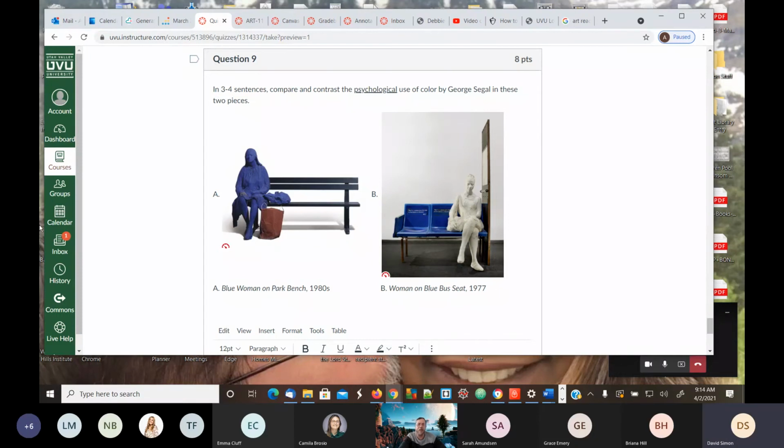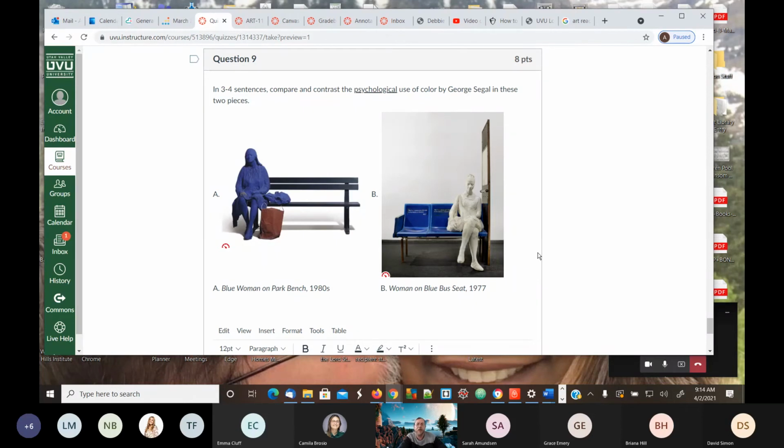And it's interesting to me that in the example of A, all those colors are rather dark. They feel kind of depressed, and the subject matter, the person sitting on the bench, is not sitting up straight. Their shoulders are slumped. If we look at Woman on Blue Bus Seat, she's sitting on blue seats, but she herself is white, and her body posture, her body language is completely different.